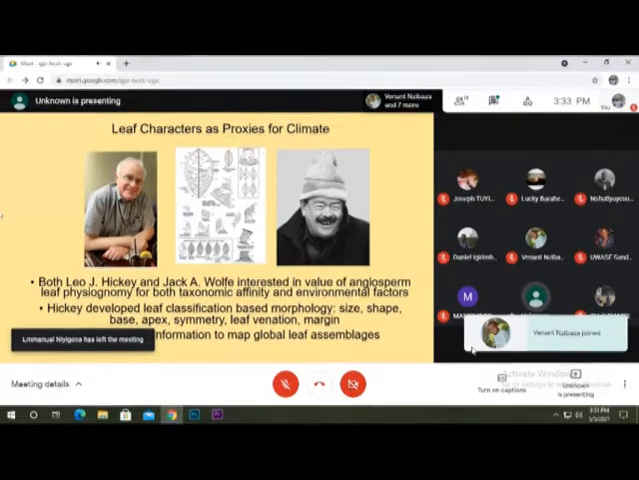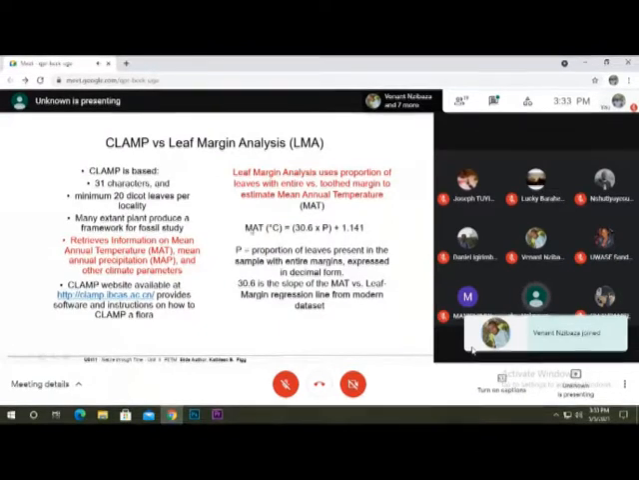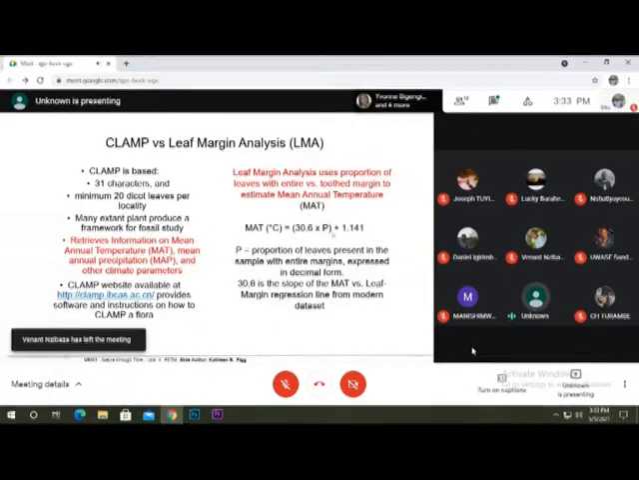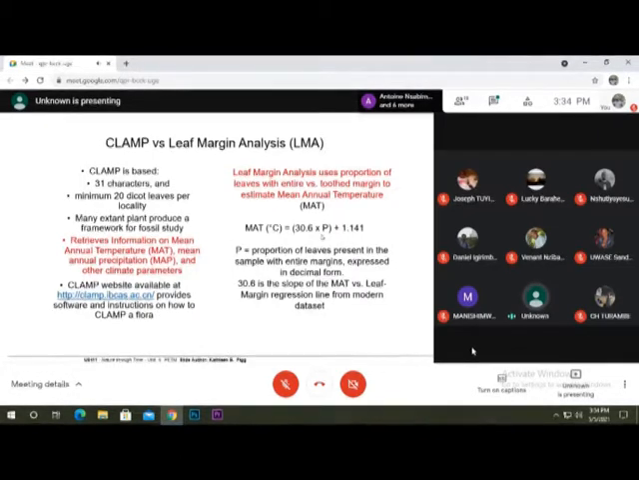And again, it was using this technique that you can see on your screen to the right. So this P is this proportion of entire leaves. So if you multiply that times 30.6 and add 1.141, here's the equation, what you get is the mean annual temperature, and it works. And so Leo Hickey and his colleagues went that approach. So a few very key features were used to estimate mean annual temperature and also mean annual precipitation.